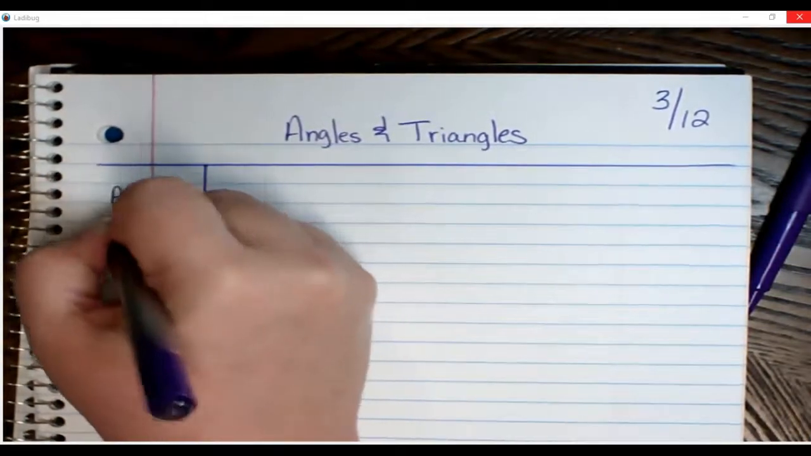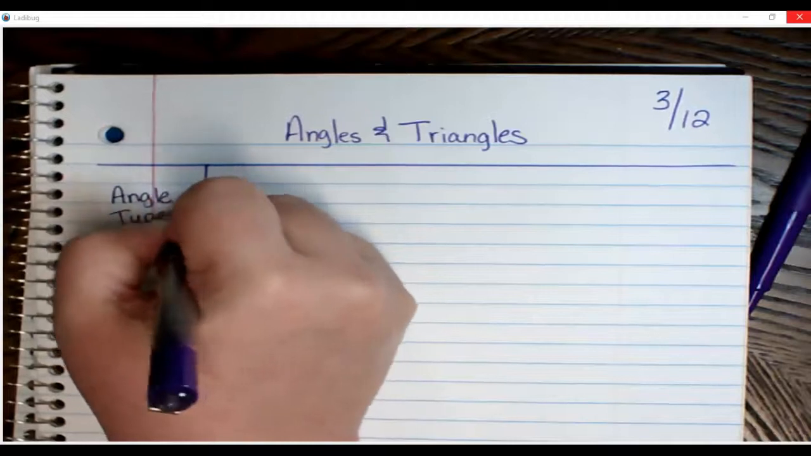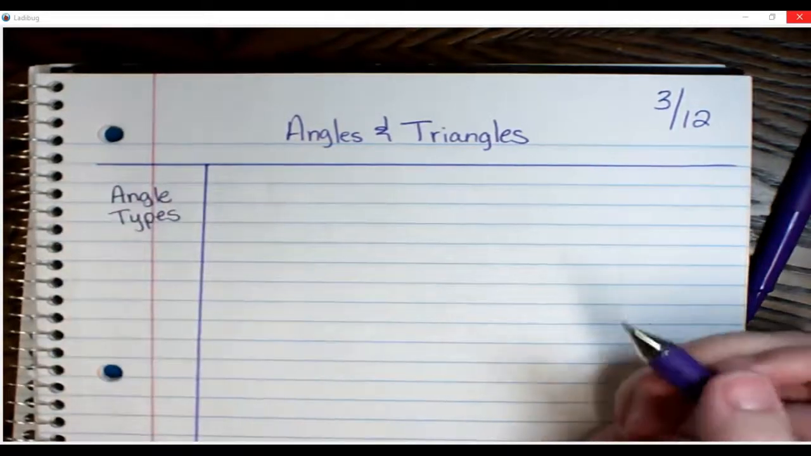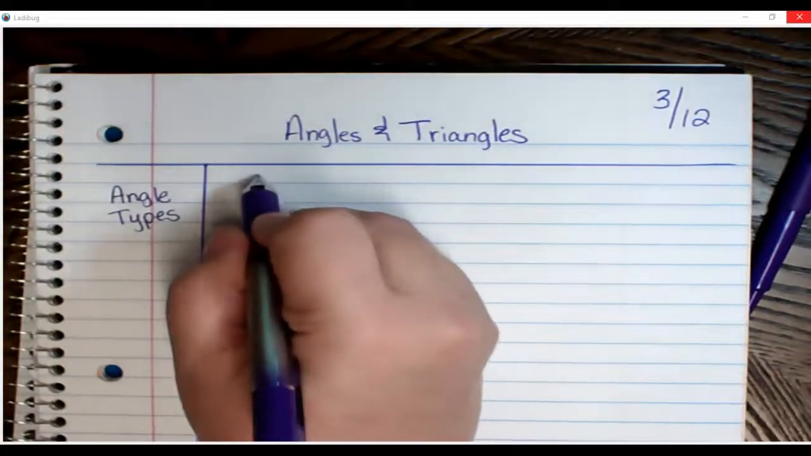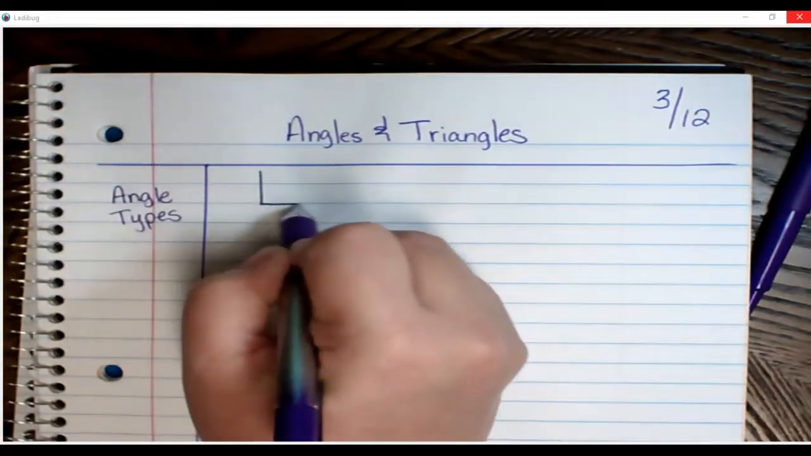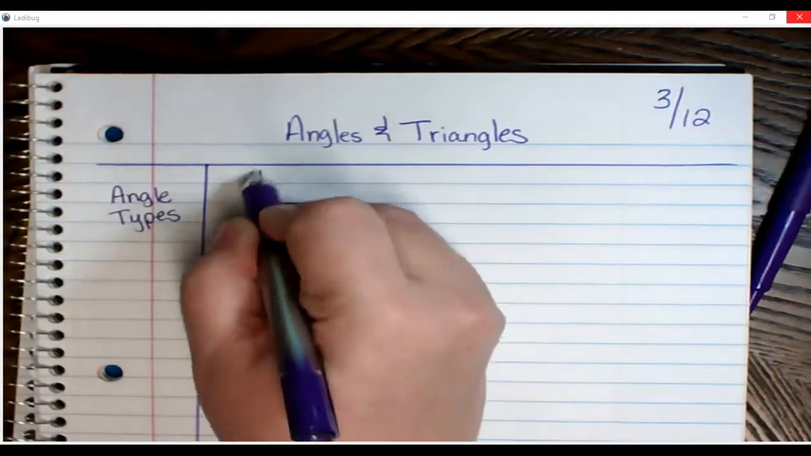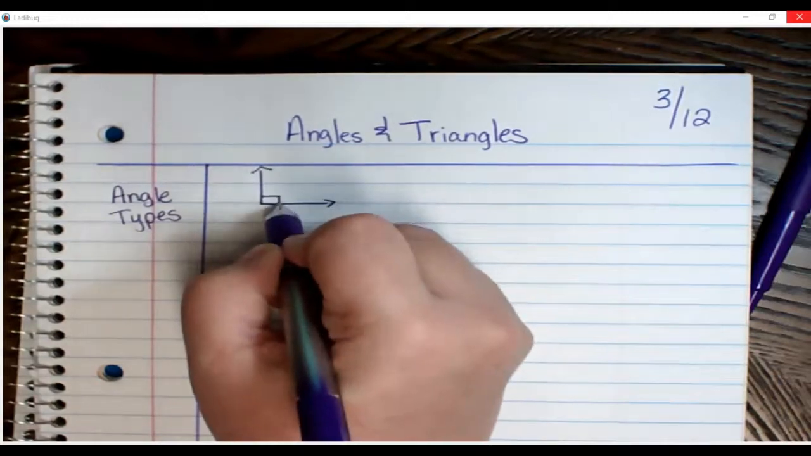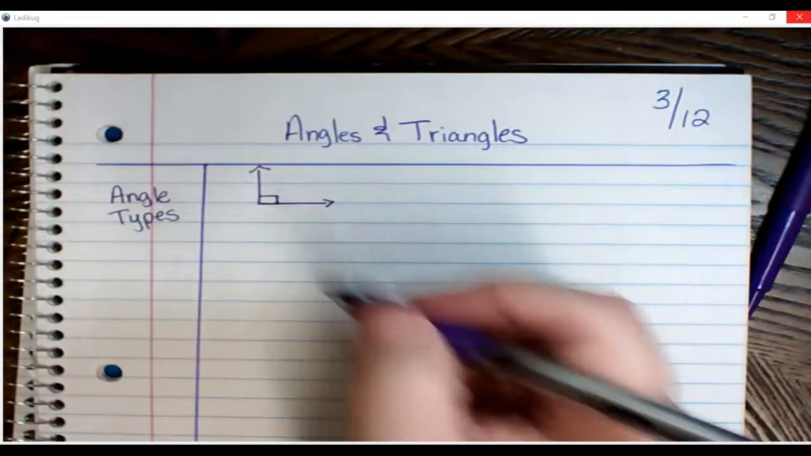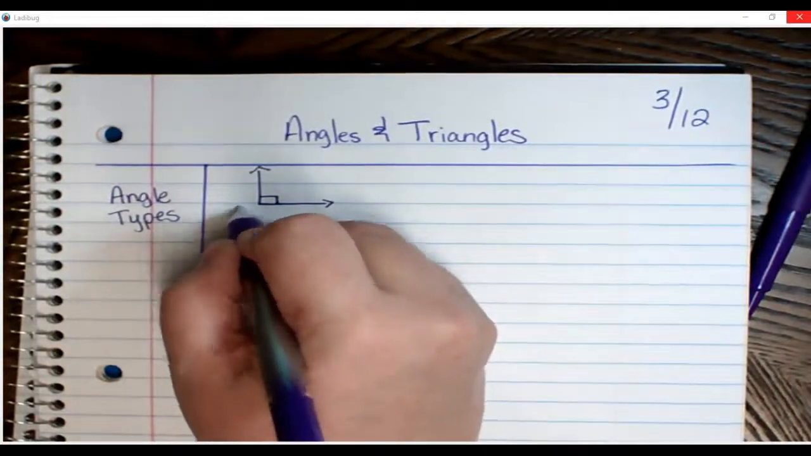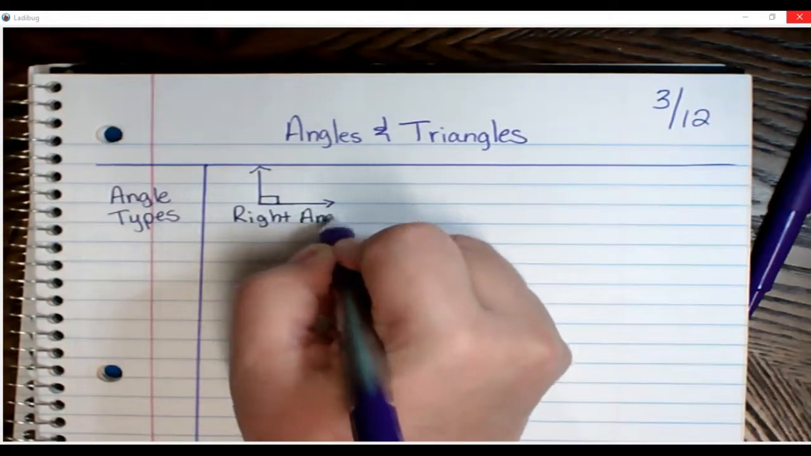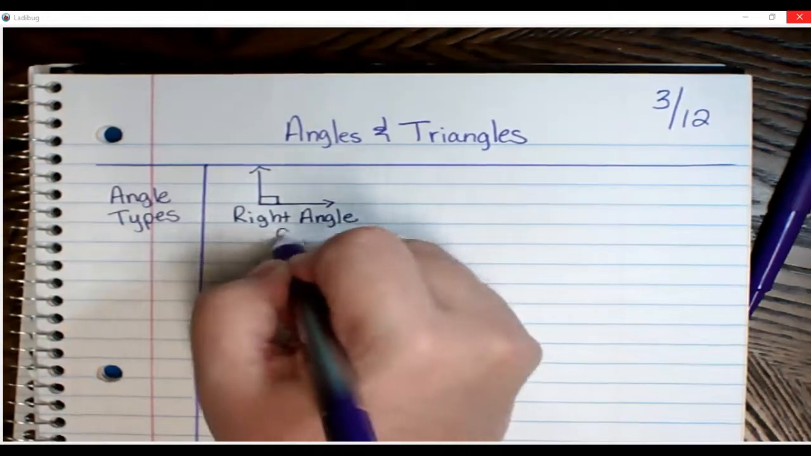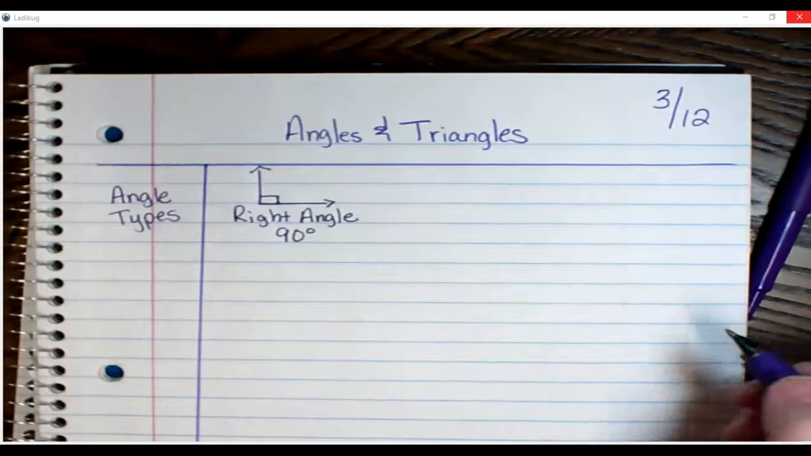So first we're going to talk about the different angle types, classifying angles, if you will. All right, here's the first one. It's got this little box right here in the corner. This angle, if you remember, is called a right angle, and it measures exactly 90 degrees.